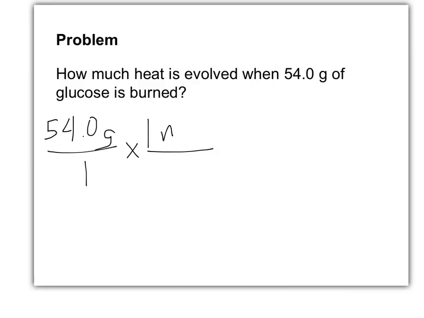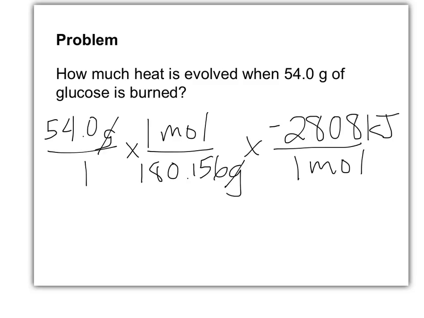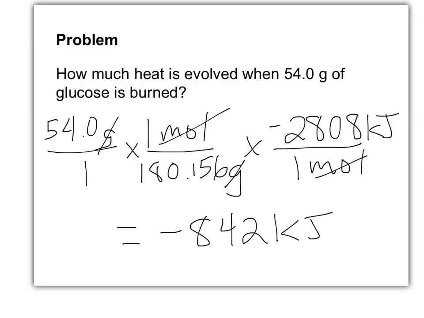So the molar mass of glucose from the periodic table is 180.156 grams. So our grams cancel, okay? And then from our chemical equation that we just wrote, we know that 2,808 kilojoules are released for every 1 mole of glucose. So we use it kind of like a mole ratio with our kilojoules and our coefficients from our balanced equation. So when we get our answer with 3 sig figs, we are going to create 842 kilojoules in this particular reaction.